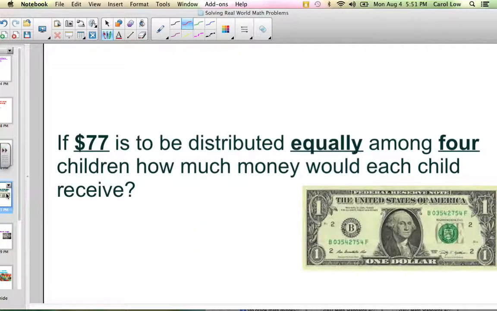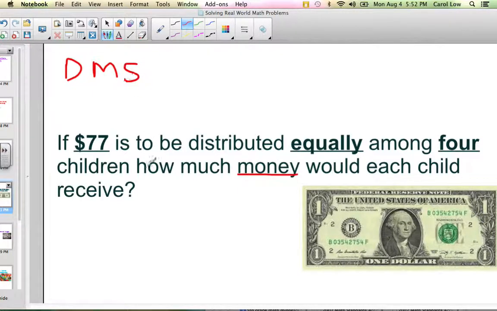The next problem. If $77 would be distributed equally among 4 children, how much money would each child receive? Okay, so I underlined the words that are going to help us with the problem, the context clues. So I have $77, equally, 4 children. So I'm going to put up here divide. What would I put next? You got it. Multiply and then subtract.